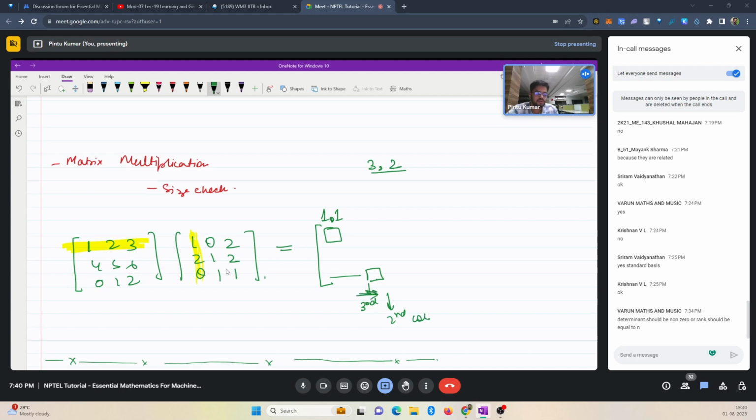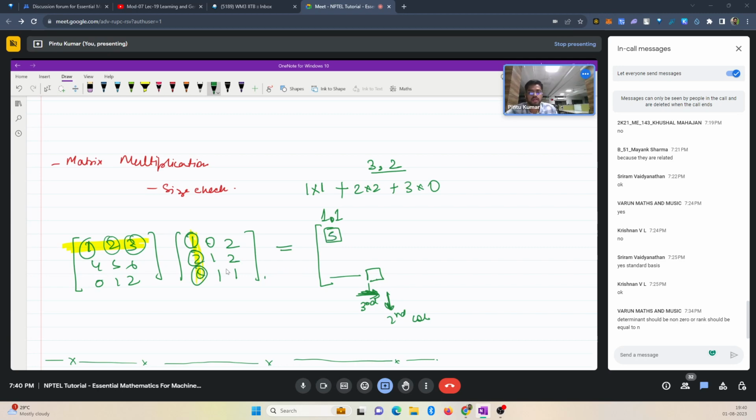Okay, third row and second column. Okay, and you take the dot product between these two things. So what you do is you multiply 1 with this 1. So this is 1 into 1 plus 2 into 2 plus 3 into 0. So you obtain 5 over here.